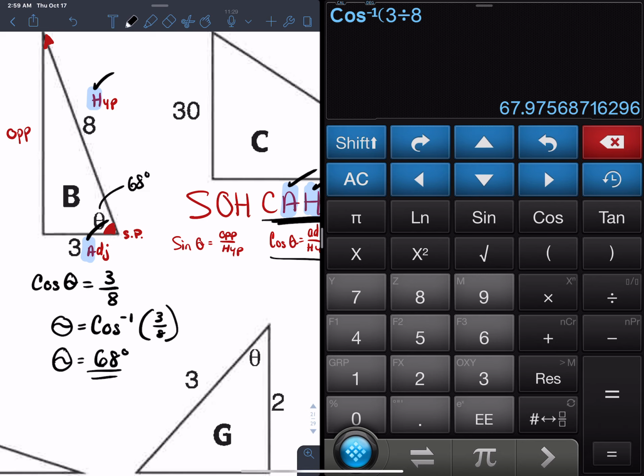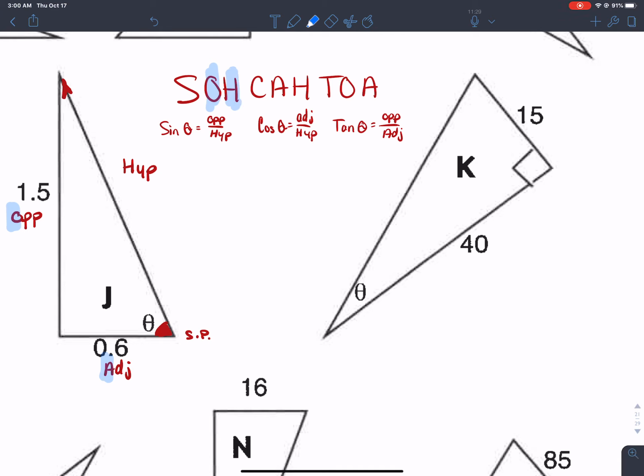Now, going through the list, I know what you might be thinking, right? Sine is OH, and that doesn't match up with what's given to you. You go to cosine. Cosine is AH. Those two don't match up either. So you go to the last one, tangent. You have O and A. Those two match up with what's given to you. You have adjacent, adjacent. You have opposite, opposite. So tangent is the one that we're going to use.